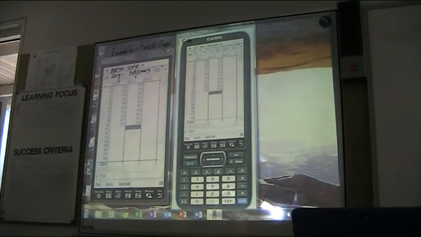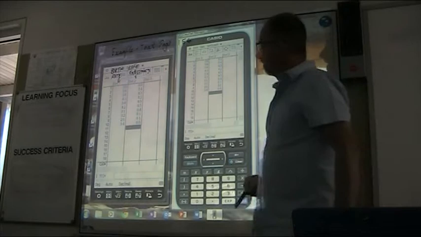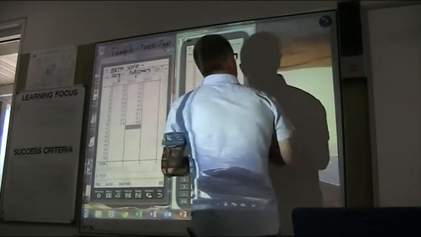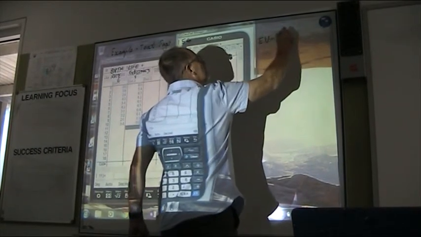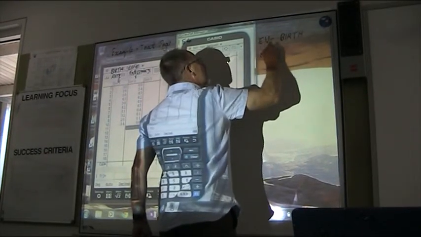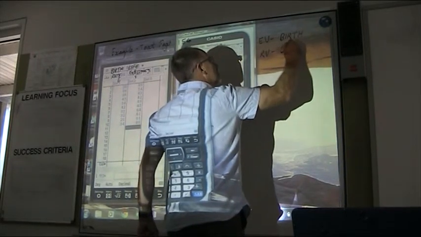So the first part in these questions asks you to write down what the explanatory variable and the response variable are. Now, it's always the one in the top, and on that page the one in the top is the birth rate. So our explanatory variable is our birth rate, and then our response variable is our life expectancy.